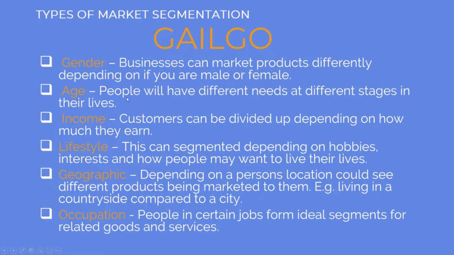Next, we can look at age. And age, again, can be very generalized in the sense that some people might have similar interests, but a lot of people's needs do change as they get older. So children's needs are completely different to teenagers' needs, completely different to adults, completely different to older people.